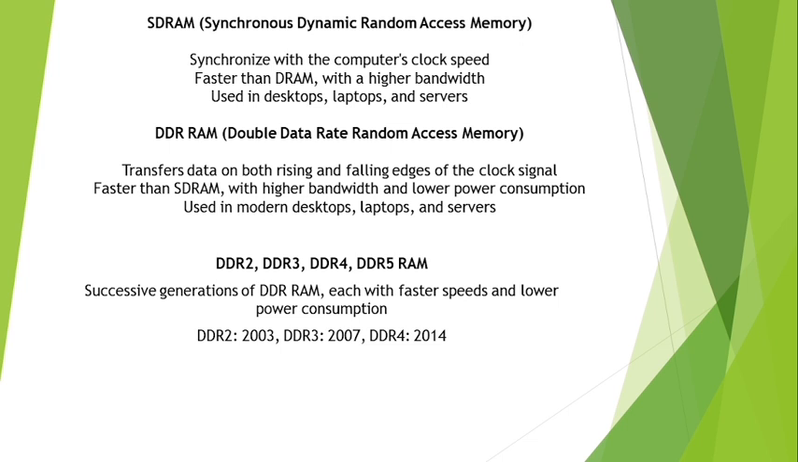These are the generations: we have DDR2, DDR3, DDR4, DDR5, successive generations of DDR RAM with faster speeds and lower power consumption. DDR2 was first invented in 2003, DDR3 in 2007, and DDR4 in 2014.